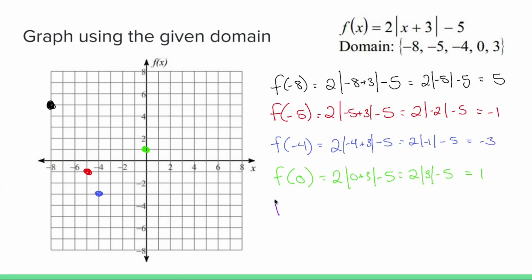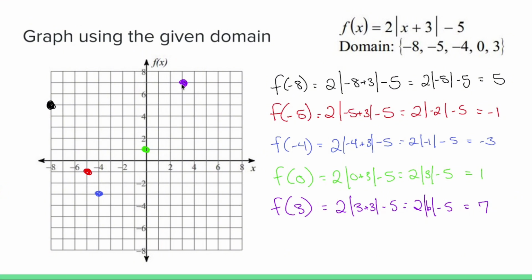When I plug in 3, I get 2 times the absolute value of 3 plus 3, drop down to minus 5. The absolute value of 3 plus 3 is 6, so 2 times 6 minus 5. 2 times 6 is 12. 12 minus 5 is 7. So when I plug in 3, I get 7.